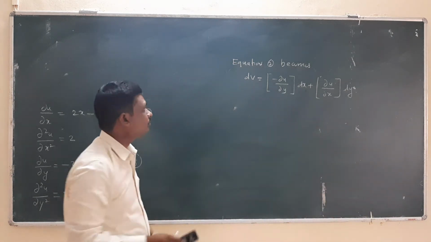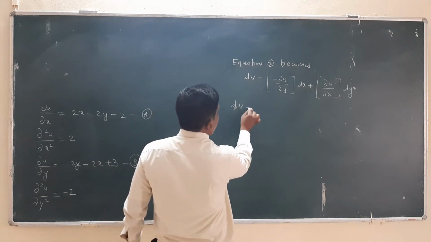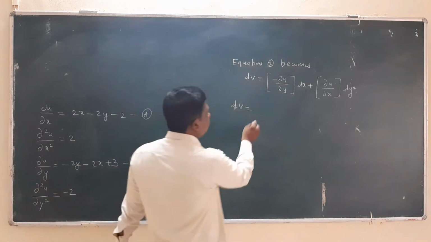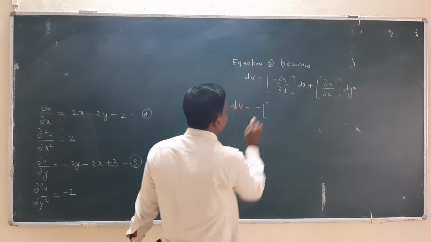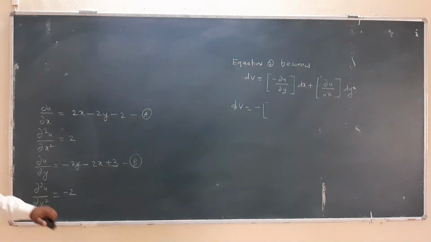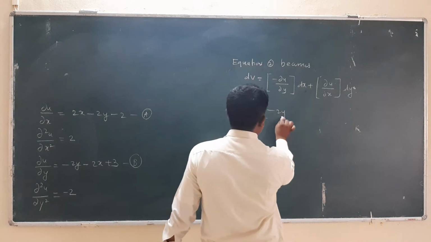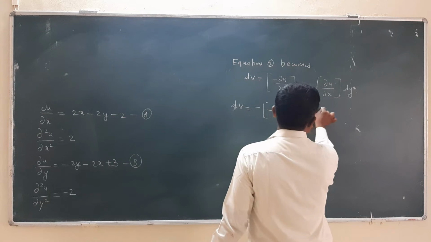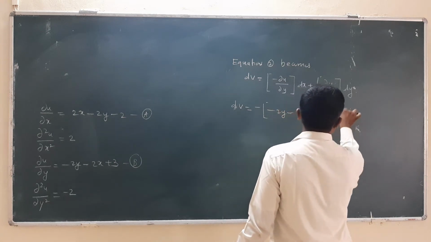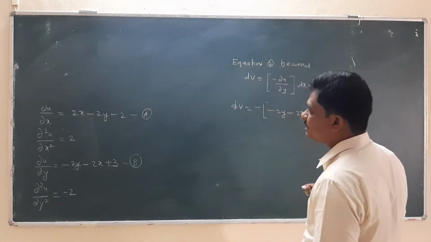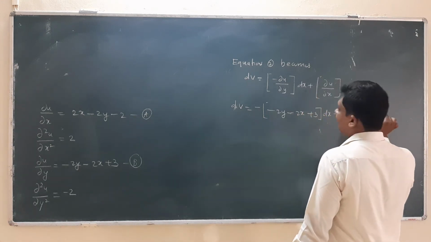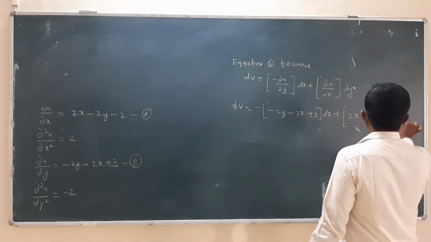Now dv is equal to, from a and b we have the values of dou u upon dou x and dou u upon dou y. Dou u upon dou y is minus 2 into y minus 2x plus 3 into dx, plus dou u upon dou x, that is 2x minus 2y minus 2 into dy.